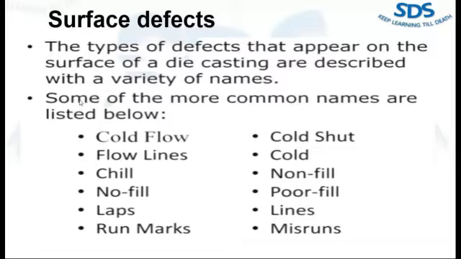The list shows the most common names of surface defects in die casting, as you can read on screen: cold flow, flow lines, chill, non-fills, no fills, laps, run marks, cold shut, cold, non-filling, poor filling, line, misrun. All these defects and the words you are seeing and hearing on your shop floor are called surface defects, which are related to metal flow.